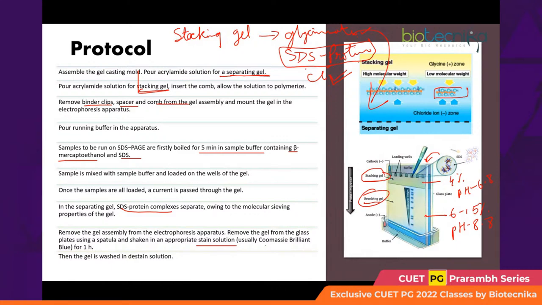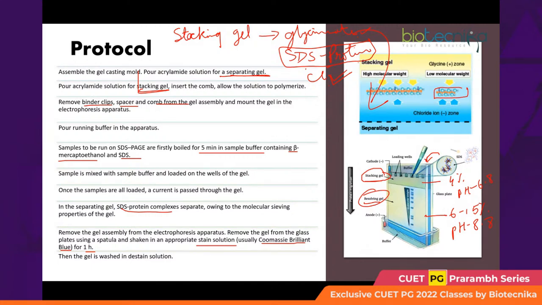Usually Coomassie Brilliant Blue is used. The gel will be taken in a tub along with the Coomassie Brilliant Blue solution, and it will be shaken in it for around an hour. Now our entire gel will get some amount of stain.